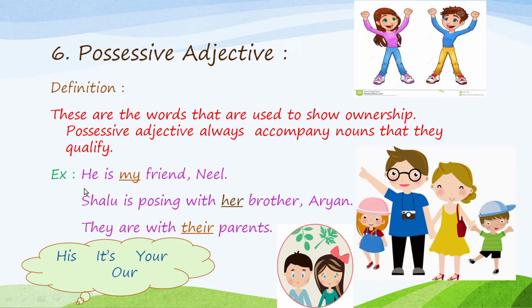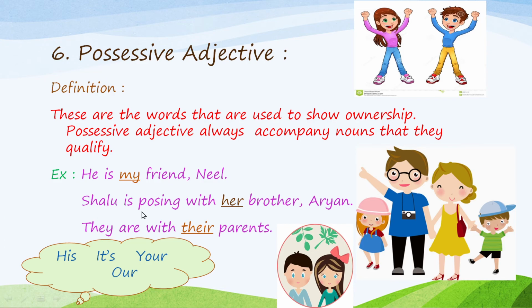Let me take an example. He is my friend Neil. When I say my friend, that means I have a relationship with this friend. And this my is immediately followed by a noun, that is friend. Second example, Shalu is posing with her brother. Here again, her is showing the relationship with the noun, brother. They are with their parents. Here, my, her, their are all showing some relationship or ownership.